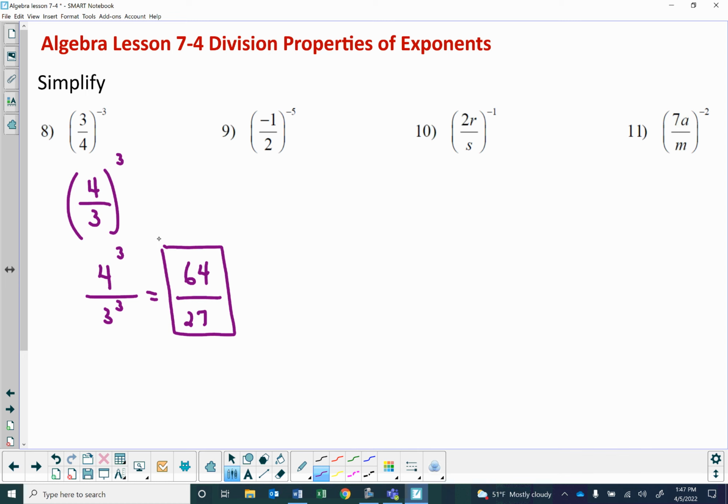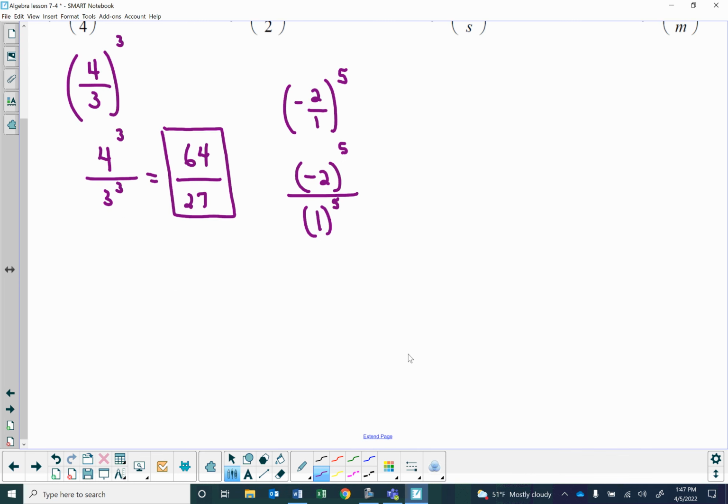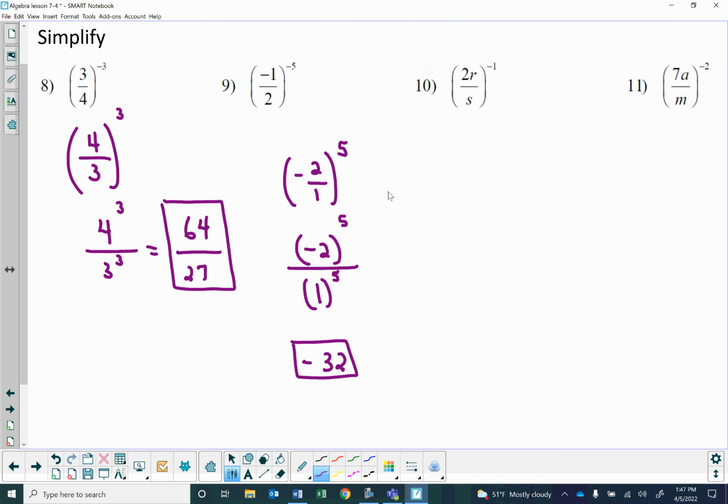Number 9, if I have negative 1 half to the negative 5th power, that becomes negative 2 over 1 to the positive 5th power. So that becomes negative 2 to the 5th divided by 1 to the fifth. Well, 1 to any power is still 1, so it just becomes negative 2 to the fifth power. Since it's an odd exponent, I'm going to have an odd number of negative signs, so my answer is going to be negative, and 2 to the fifth happens to be 32, so this is negative 32. All right, remember there's a big difference between negative 2 to the fifth and the opposite of 2 to the fifth. This is asking me to take negative 2 to the fifth.